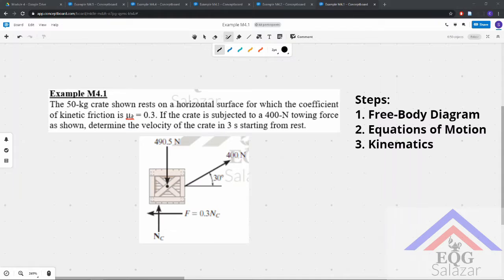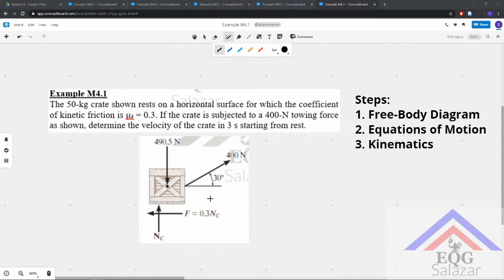So, the 3 steps that we went over in our module were to first draw out the free body diagram, because this will help us determine the unbalanced force that causes the crate to move, so that we can apply the equation of motion. And then, since we are supposed to determine the velocity of the crate in 3 seconds starting from rest, we have to apply the kinematic equation.